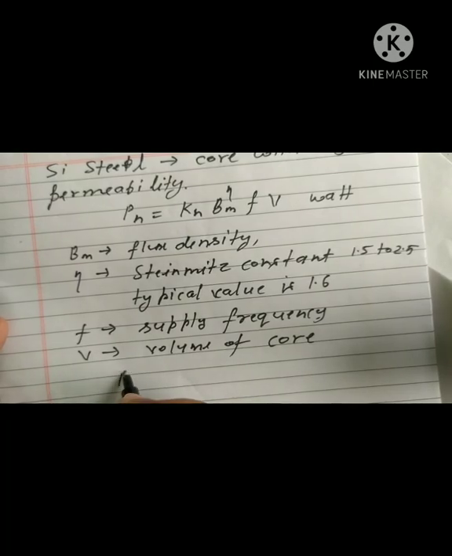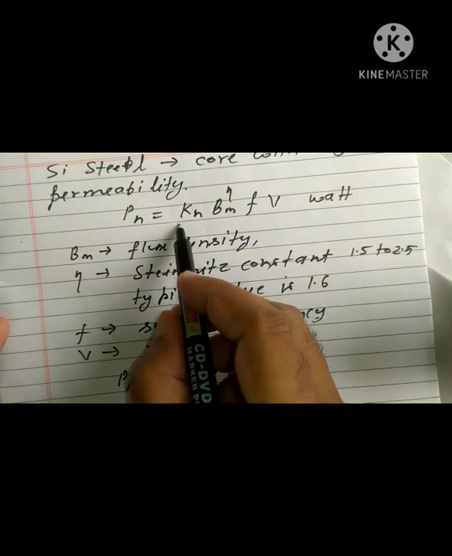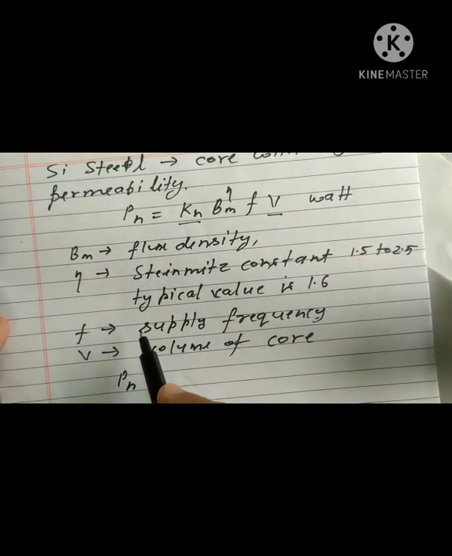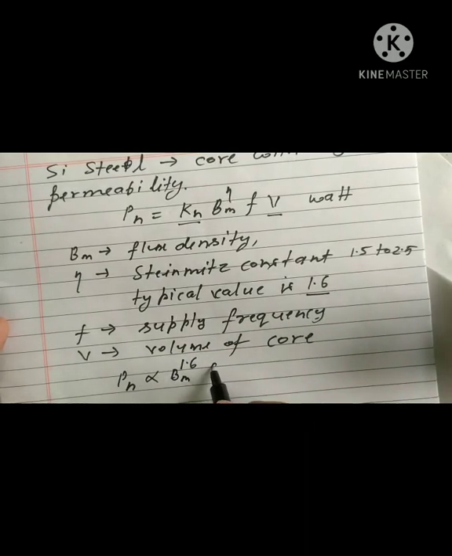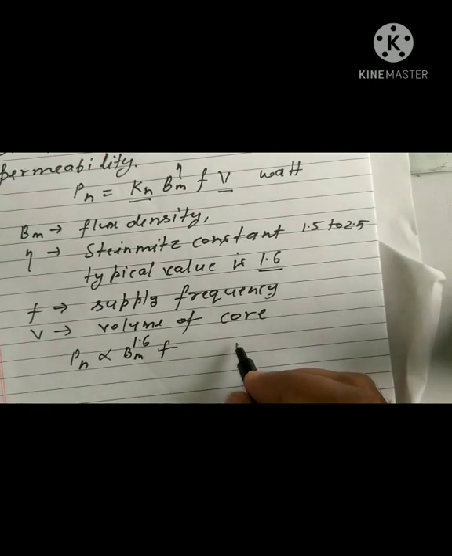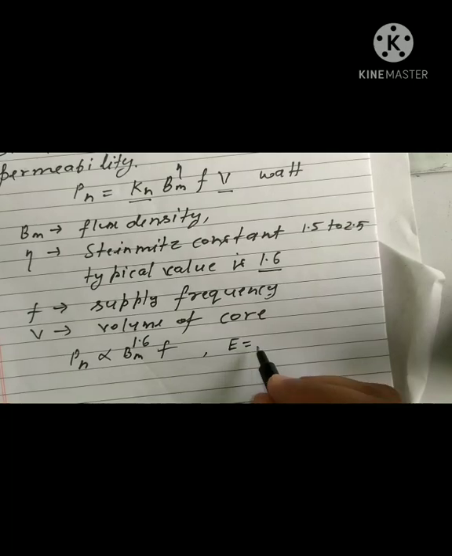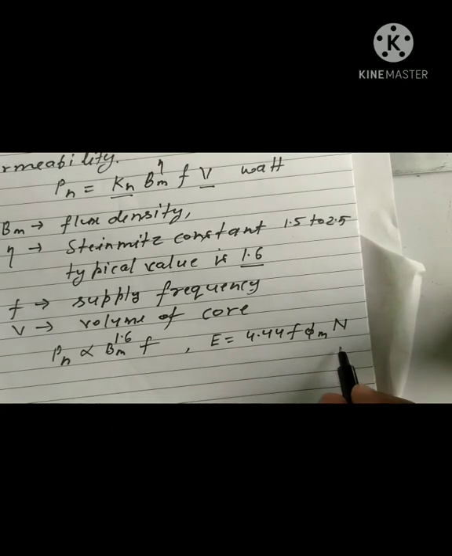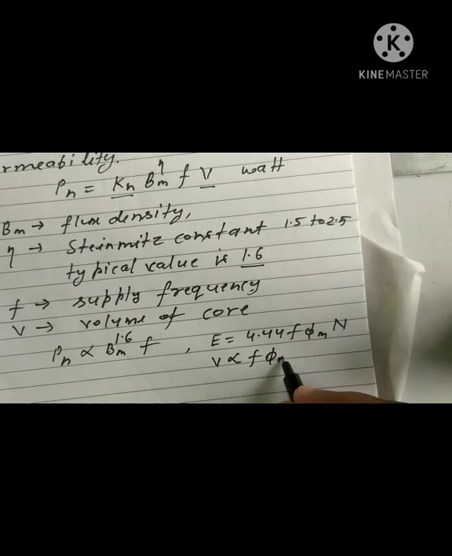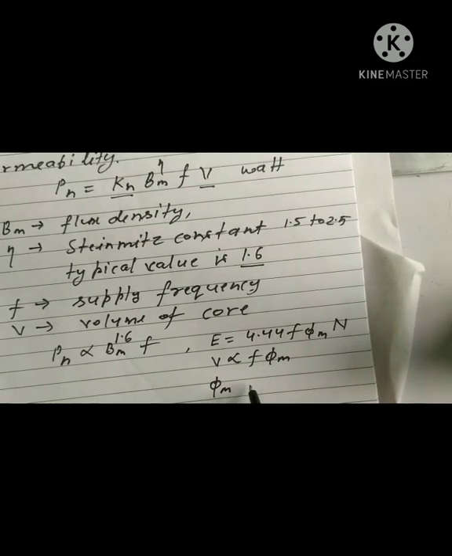If I rewrite PH, you can see this is constant, and volume of core is also constant for a design transformer. So I can write PH is directly proportional to Bm power 1.6, if I take typical value as 1.6, into F. We know EMF equation of transformer: E equal to 4.44 F phi m into N1 or N2, or I can write E as V, and it can be written as V is directly proportional to F phi m, or I can rewrite phi m is directly proportional to V by F, right?